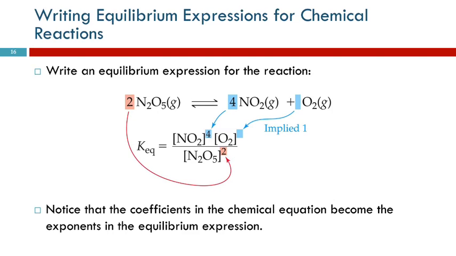So we can write an equilibrium expression for a chemical reaction. For this chemical reaction, the equilibrium constant is equal to the product concentrations, NO2 in brackets and O2 in brackets, raised to powers that are equal to their coefficients. So this is to the fourth power. This is to the first power. We didn't write the 1 there. It was implied. We don't need to write the 1 either. It's implied. So products divided by, here we only have one reactant, raised to its power squared. So the coefficients become the exponents. Any questions?